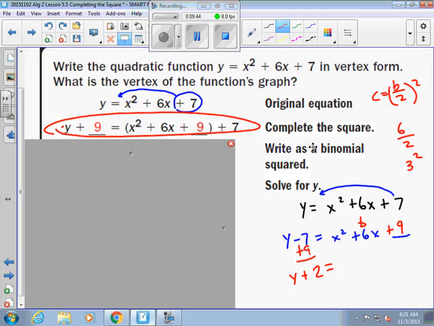this is a perfect trinomial. So take the square root of the first term, x, the square root of the third term, 3. This is the sign that goes between them, plus. So x plus 3 squared.